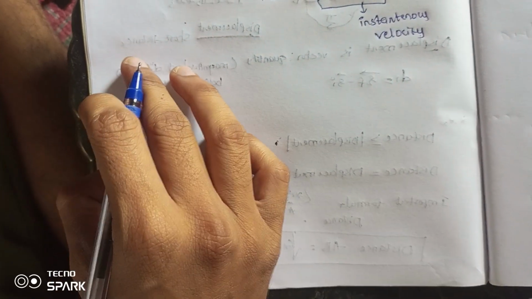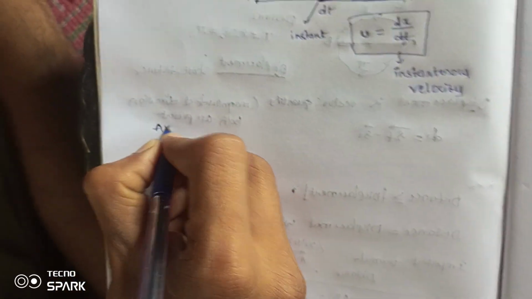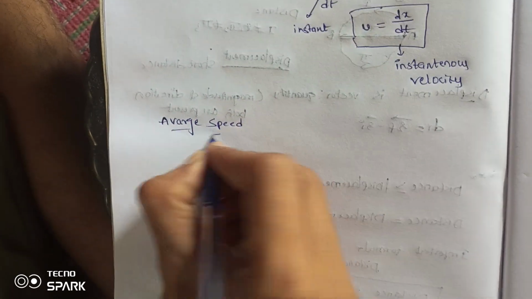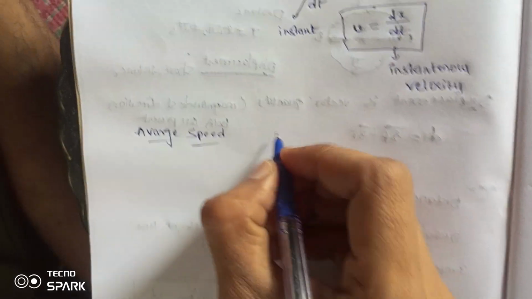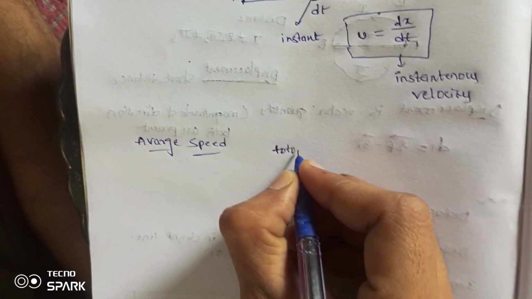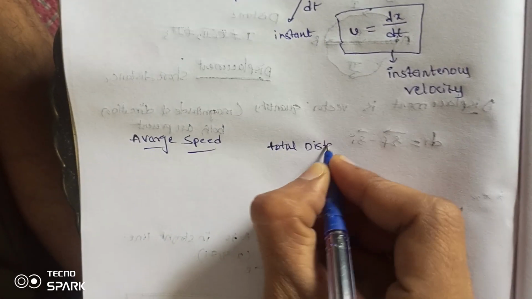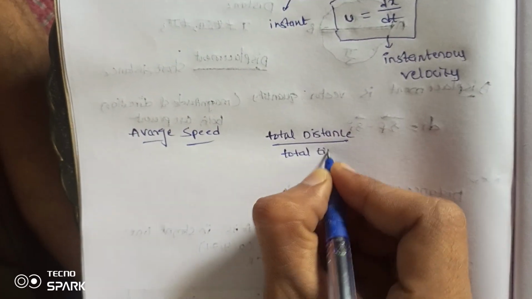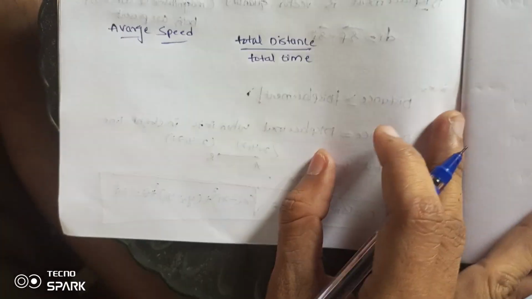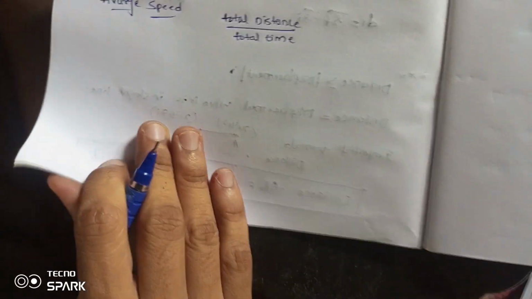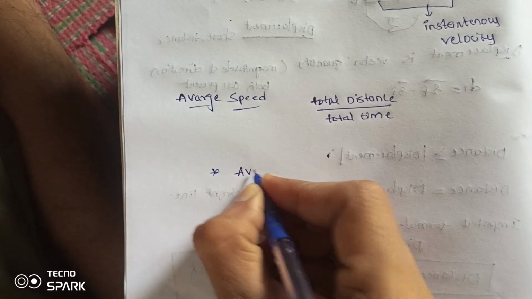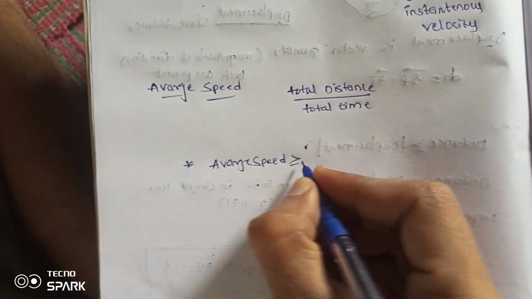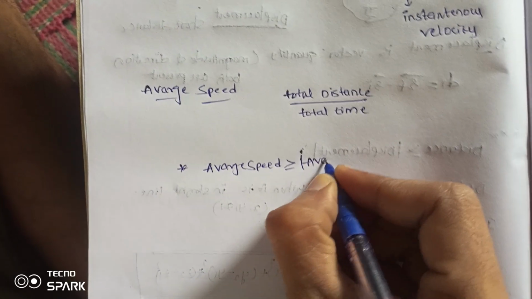And the next, average speed. Average speed is the total distance by total time. And average speed is greater than or equal to the average velocity.